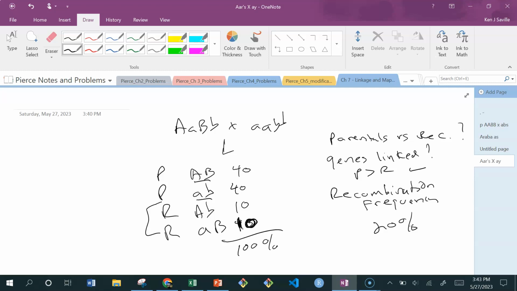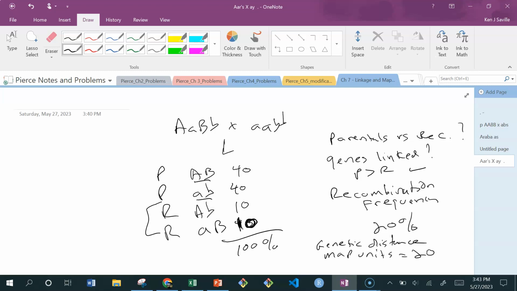Another word for recombination frequency is genetic distance. We also call those map units. So in this case, the map units would equal 20. So a map unit is 1% recombination. But if you say 20%, that's fine.